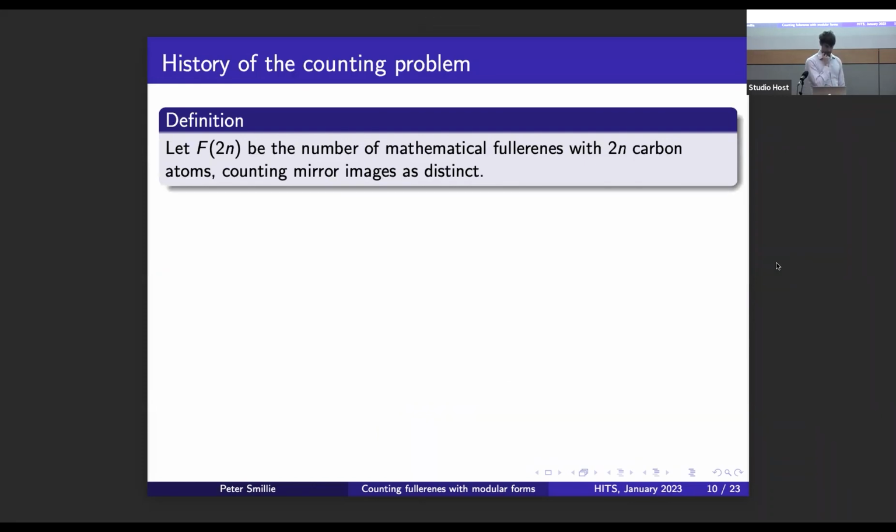Okay, so let me now talk about the history by people who really were thinking about Fullerenes, not just older theorems that we can apply. For the rest of the talk, I'm going to call F of 2n, where F stands for Fullerene, the number of mathematical Fullerenes with 2n carbon atoms. And for sticklers, I want to count mirror images as distinct. You could decide either way on that one.